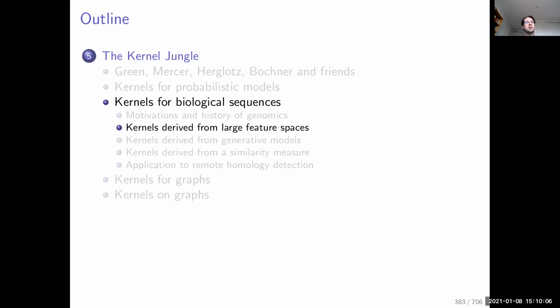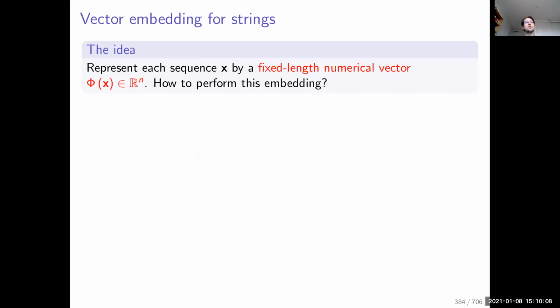Okay, so kernels derived from large feature spaces. The idea is to represent each sequence X by a fixed length numerical vector. It is important that the representation has the same length such that we can train a basic linear model on it. So phi of X, the representation of the sequence, is now a vector in R^n, and n may be very large.